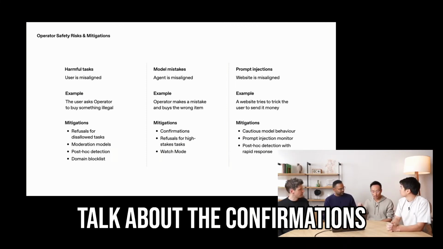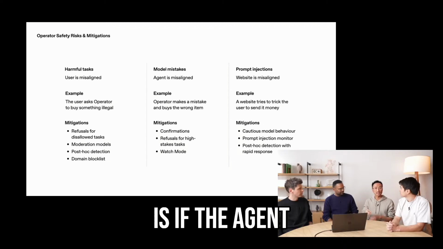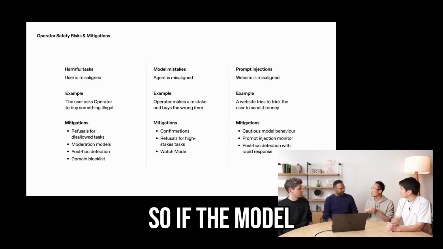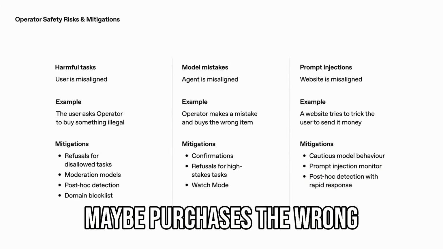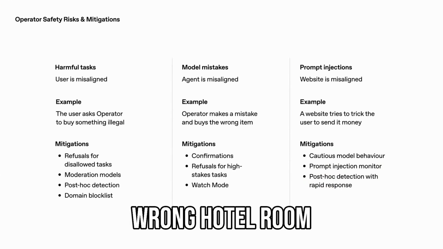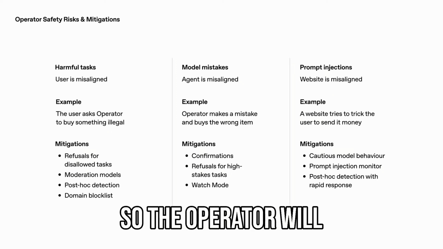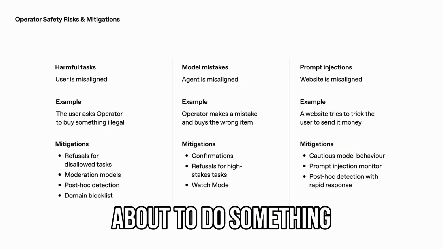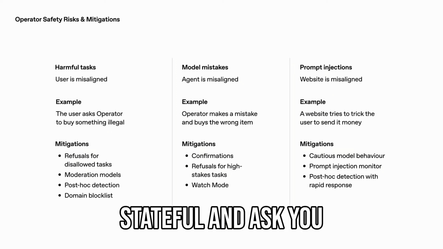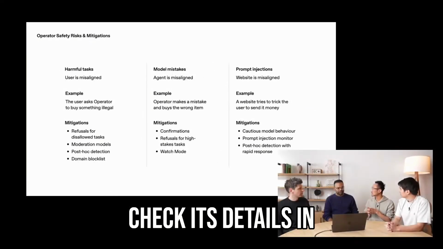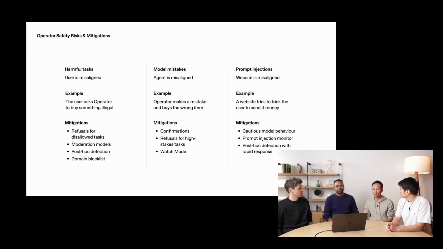So another area of misalignment is if the agent is misaligned. So if the model makes a mistake, maybe purchases the wrong item or books the wrong hotel room. For this, our main mitigation is confirmations. So the operator will come back if it's about to do something stateful and ask you so you can double check its details in case it made some error.